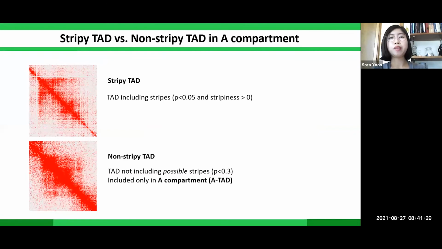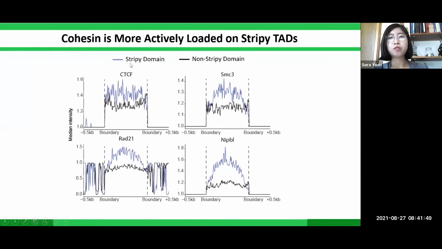Next, we compared the stripy TADs versus non-stripy TADs in the A compartment. Here, a stripy TAD means a TAD that includes a stripe, like this, and a non-stripy TAD does not include any possible stripes. By comparing the stripy TAD, which is blue, and the non-stripy TAD, which is black, we found that cohesin subunits SMC3 and RAD21 are more actively loaded on the stripy TAD compared to the non-stripy TAD. And also, we could see a very striking difference in NIPBL. So this data suggests that NIPBL has a very important role in stripe formation.